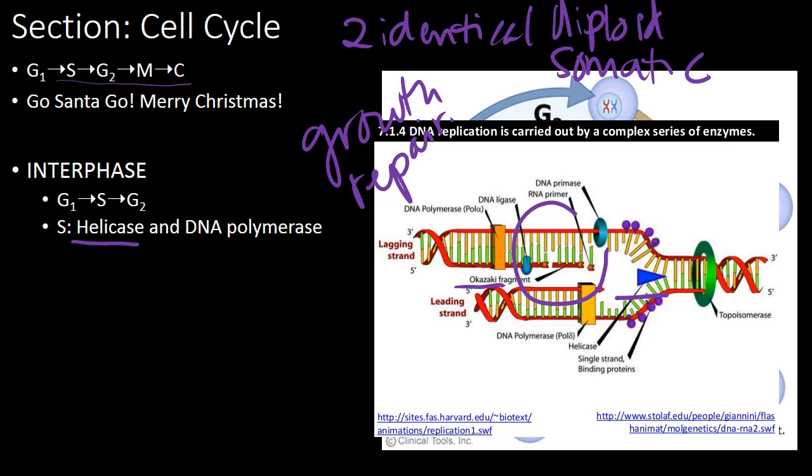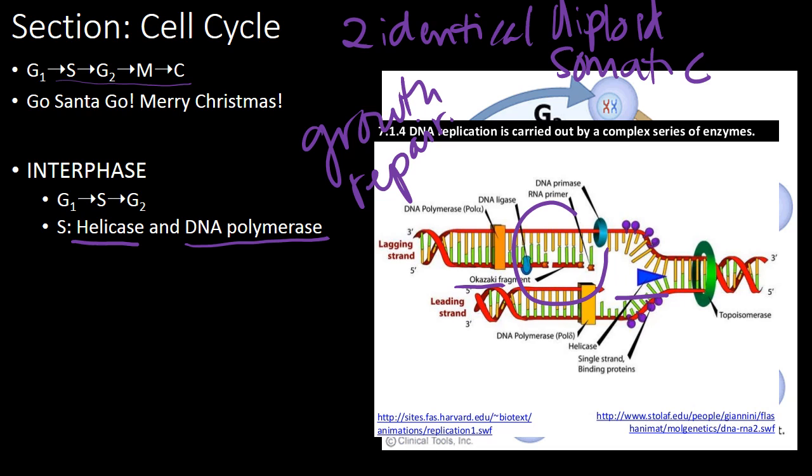The first one is helicase. What does helicase do? Helicase unwinds DNA. In other words, it breaks hydrogen bonds. The second enzyme we're going to focus on is DNA polymerase. DNA polymerase's job is, now that the DNA has been unwound, I can actually read both sides of DNA and make 2 identical double helices.